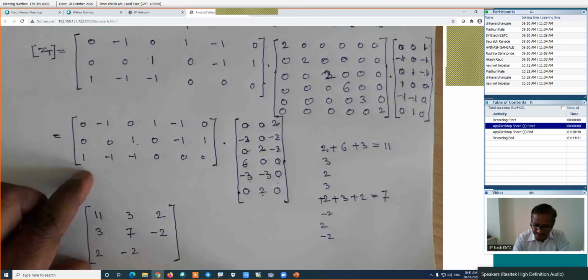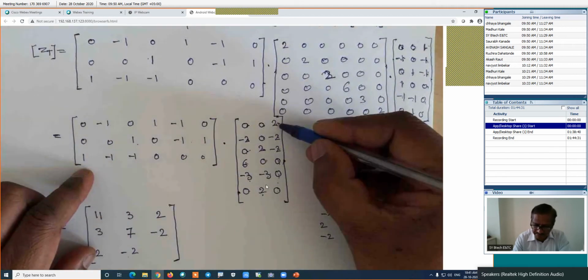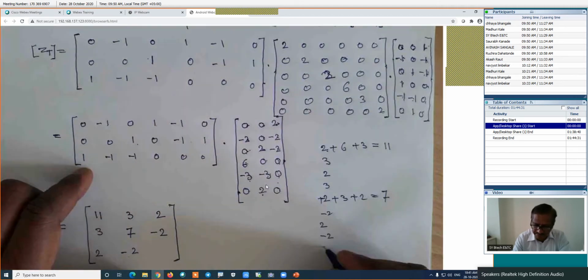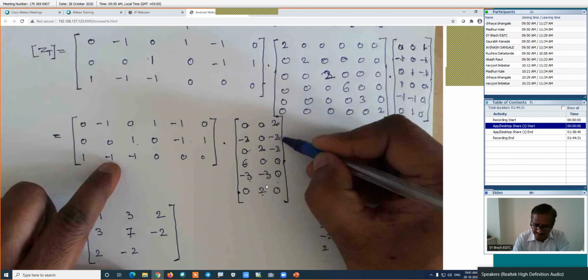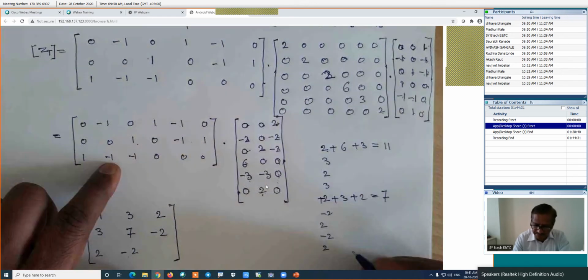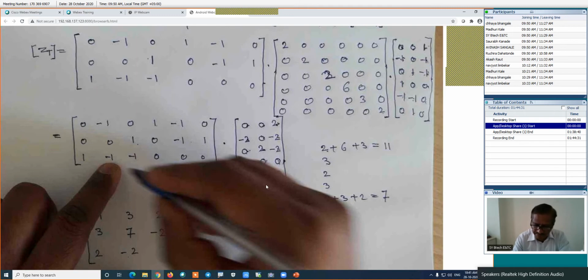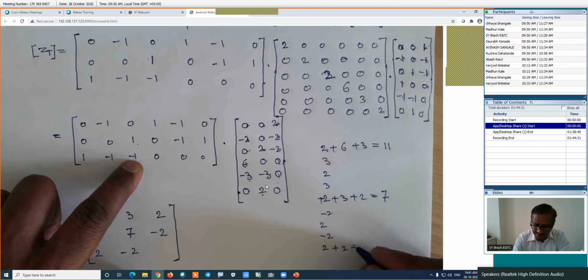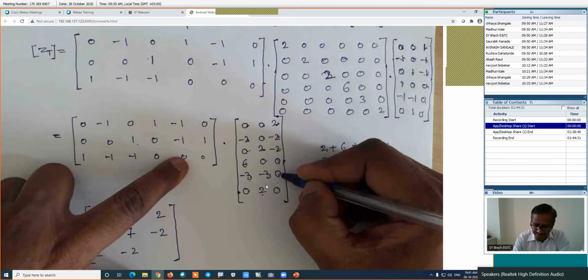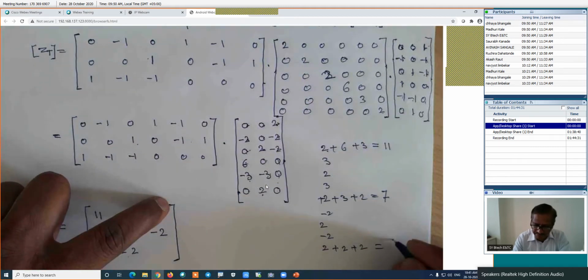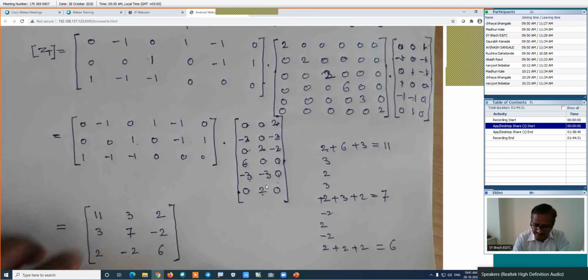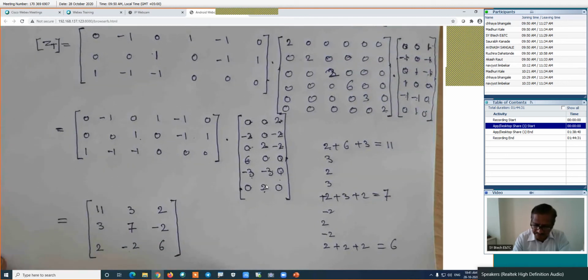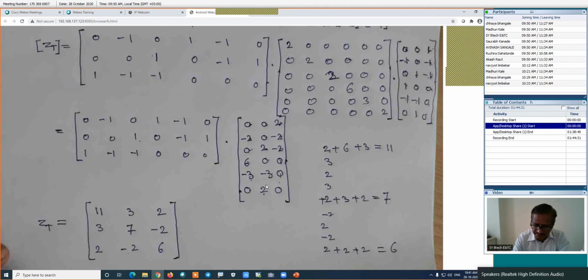And finally, the last row and last column. This is 1 into 2 is 2. This is minus into plus, will be plus 2. This is 1 into 2 will be 2. Then it is again plus 2. Then 0, then 0, then 0. This value is plus 6. This is the preparation of ZT, which is nothing but the Triset impedance matrix.